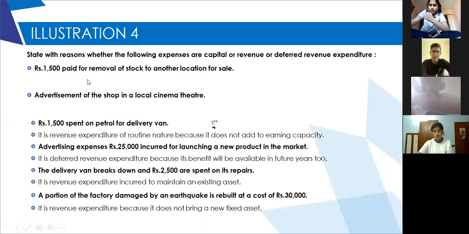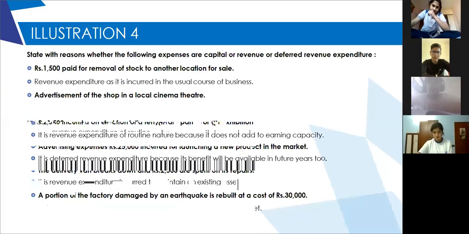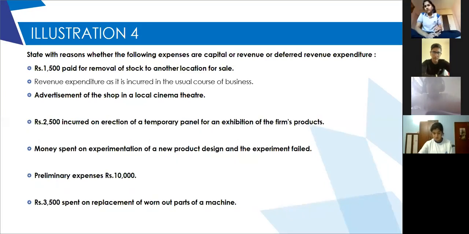Ma'am, it is revenue expenditure. Why, Muskan? Why you said it is revenue? Ma'am, it is revenue because we are maintaining an existing asset. Correct, maintaining. It is in the usual course. I am just removing the stock. Am I removing the whole business? No. If I would have removed the whole business from one place to another, it would be heavy expenditure. That would be deferred. I'm just removing the stock from one location to the other. So it is revenue. Come on, Krishna.